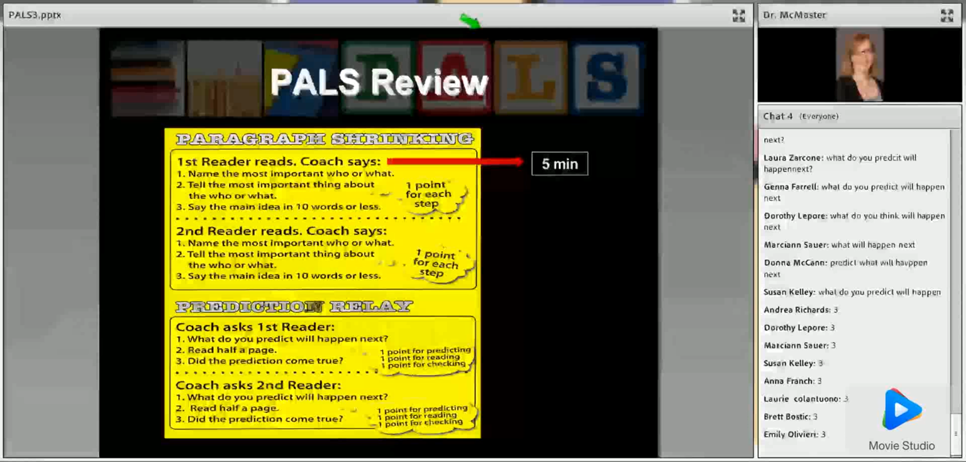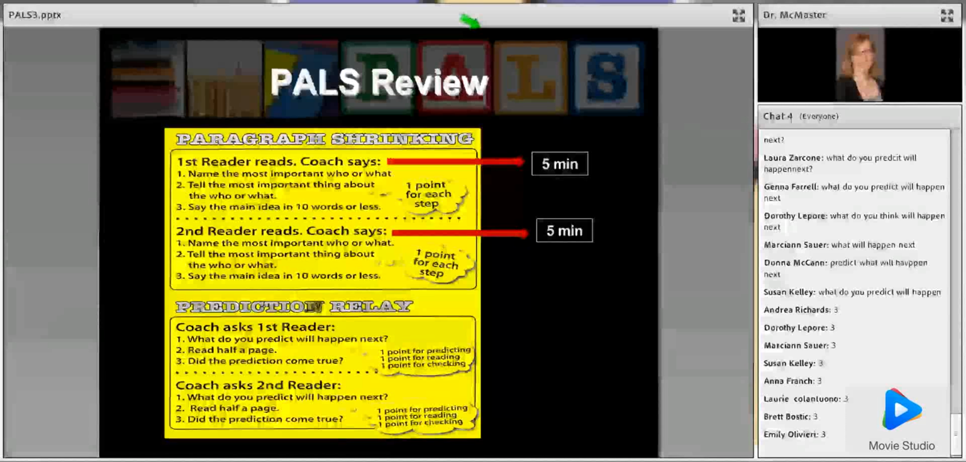After those 5 minutes, they switch jobs. The second reader reads, and they'll read for 5 minutes. But after every paragraph, the coach again will ask them the 3 paragraph shrinking questions, marking a point for each step. And if the coach doesn't believe that the reader has made the correct answer for name the most important who or what, or the most important thing about the who or what, they can say check it, they can say let me give you a hint, or they can just give them the answer if needed. And then if they say the main idea in more than 10 words, they say shrink it to help their partner. So that paragraph shrinking activity takes a total of 10 minutes.